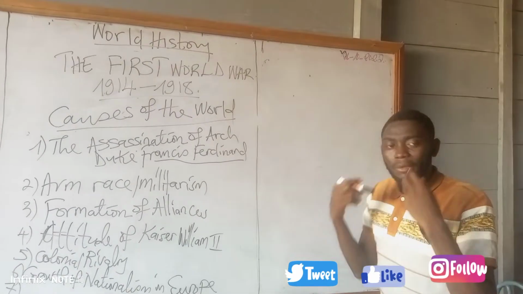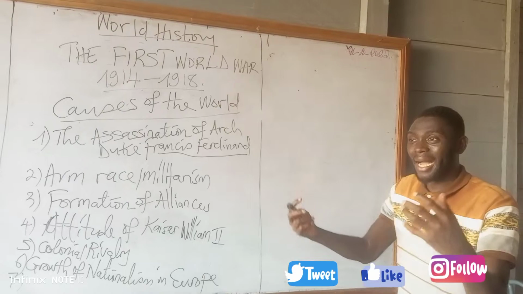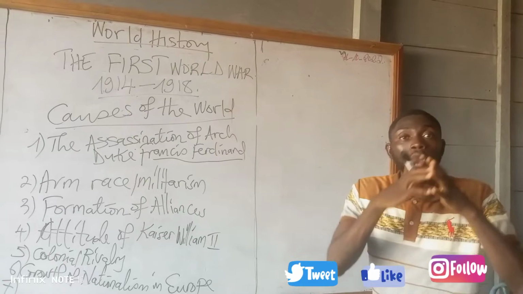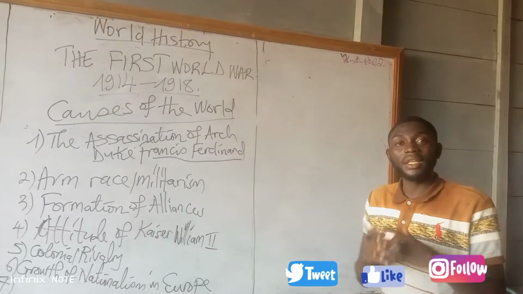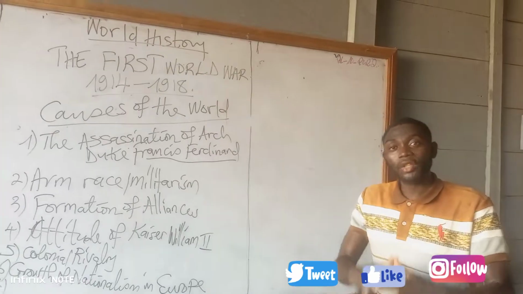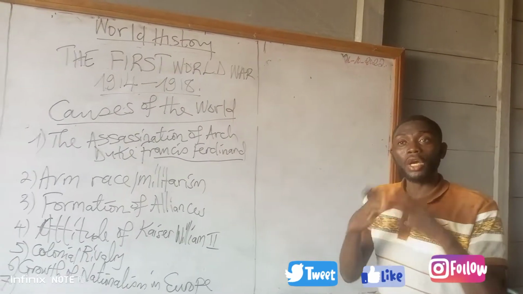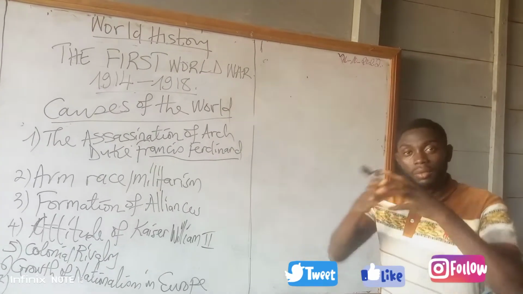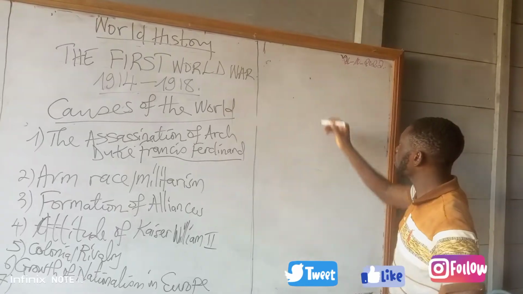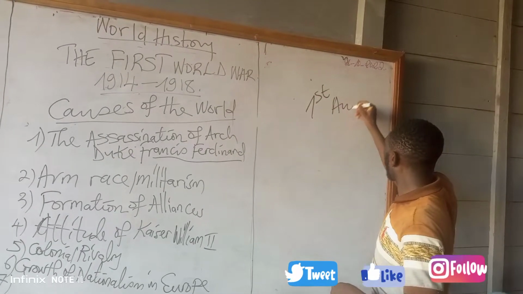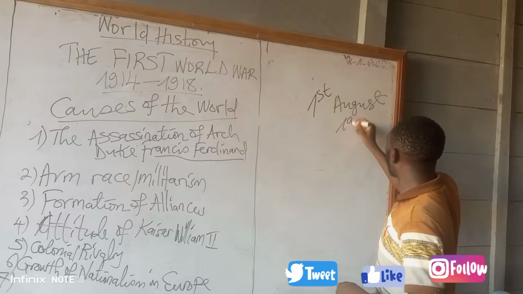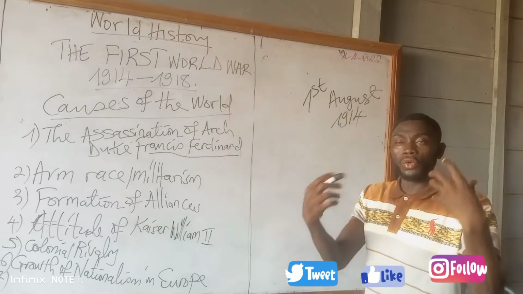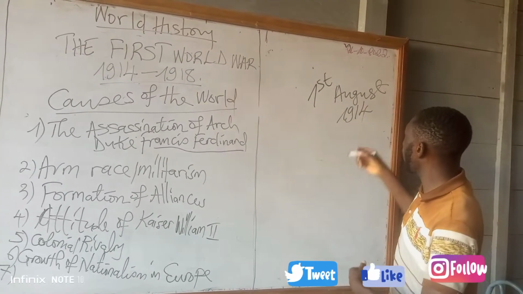Russia, which supported the Slavs in the Balkans, started mobilizing her troops in order to give support to Serbia. When Russia started mobilizing its military, Germany asked Russia to stay neutral, but Russia refused, and because of that, Germany had to declare war on Russia on the 1st of August 1914. When Germany declared war against Russia, France started mobilizing to support Russia.